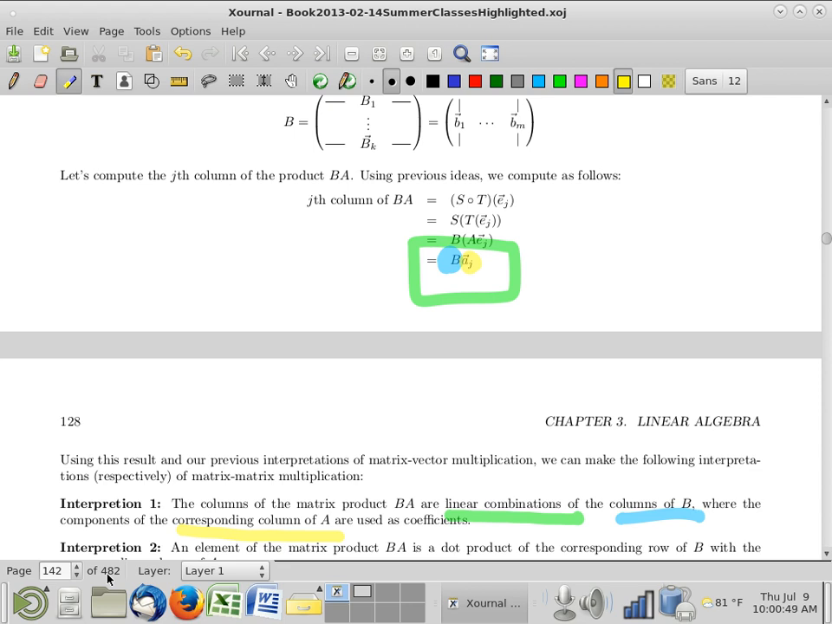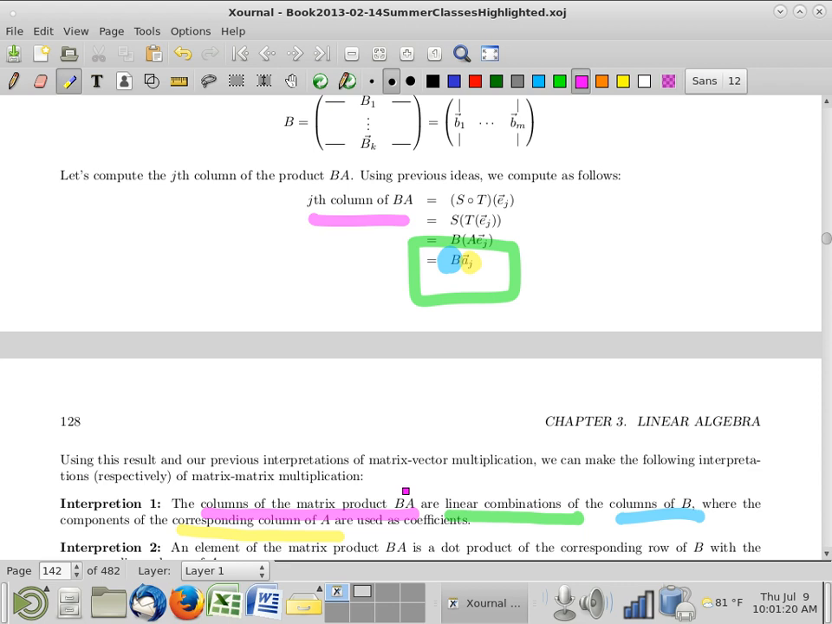Columns of the product, let me highlight that also. Columns of the product have to be these matrix vector products. These matrix vector products are linear combinations of the columns of B. I use this vector as my corresponding coefficients.